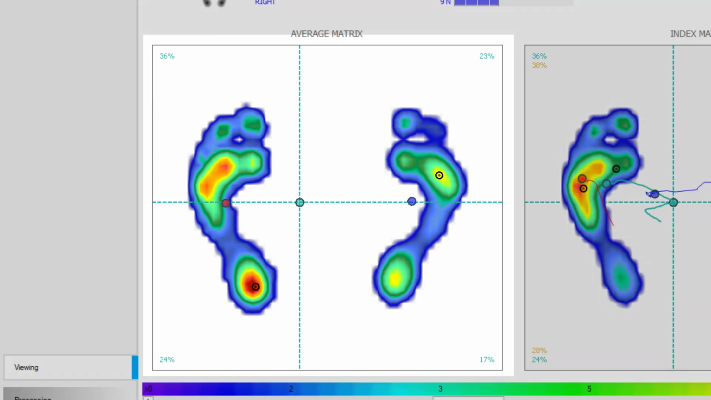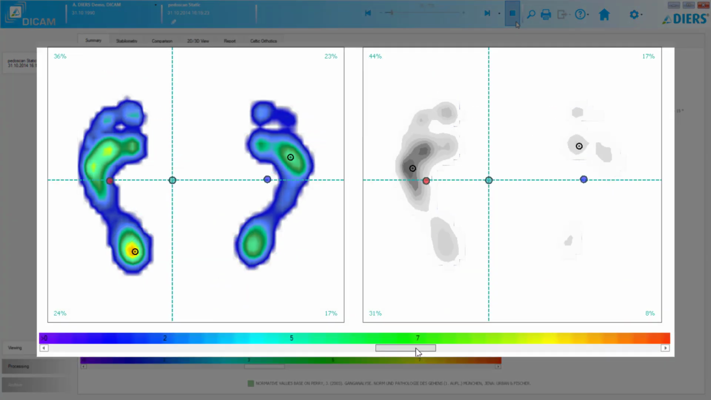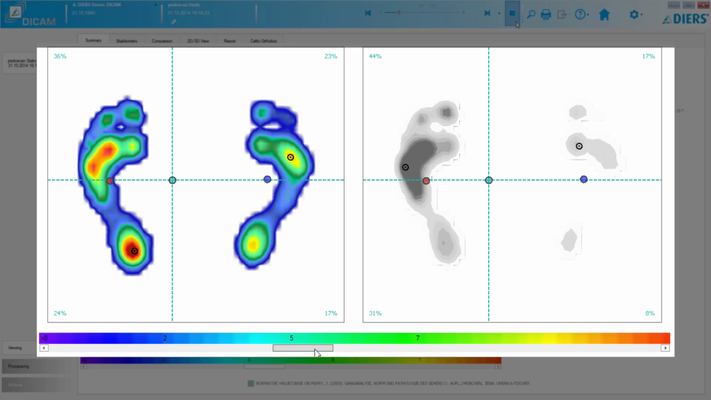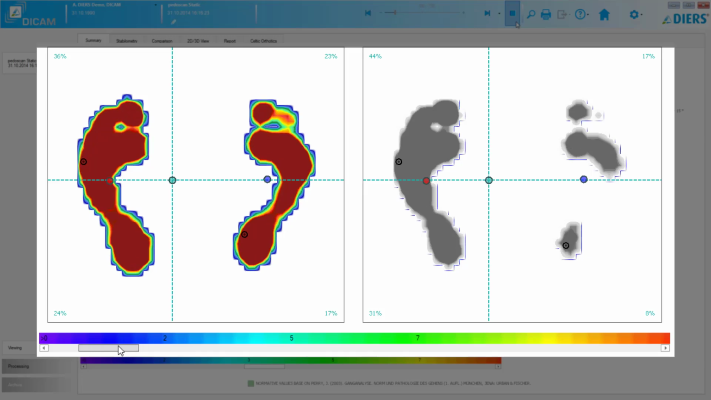If the coloring display does not allow you to differentiate sufficiently, simply drag the slider under the matrices further to the left. In this way, you reduce the display threshold so that less stressed foot zones are highlighted a little better. However, this also tightens the boundaries between the color gradations.